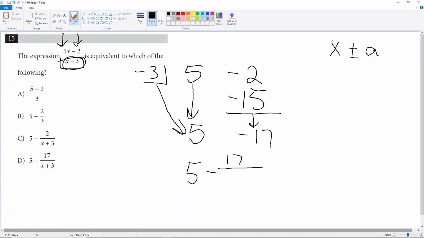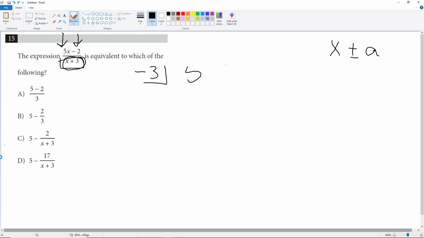And the remainder is always written as over the original thing that was in the denominator, or dividing by. So 5 minus 17 over x plus 3. Again, answer choice D. The book showed long division. That was synthetic division. That's a little bit quicker than long division when what's dividing is x plus or minus a, x plus or minus some constant.